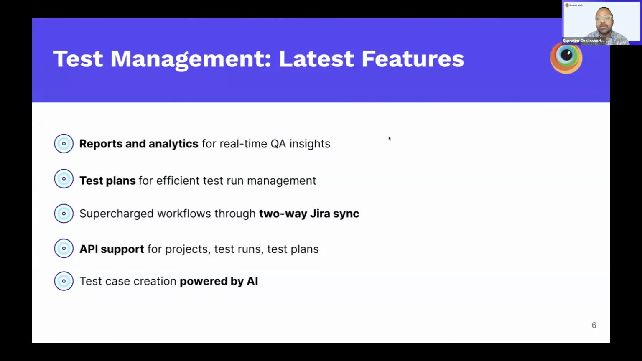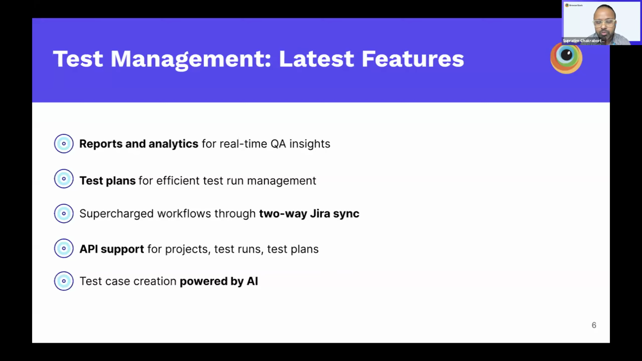So test management went GA last year around September, and post that we have built a couple of new features and enhancements into the product. One of the most important features is the reports feature, which we have launched, through which you will be able to get comprehensive insights into your overall QA progress. We have also launched test plans, through which you will be able to group and track your test runs, making your entire test run management more efficient.